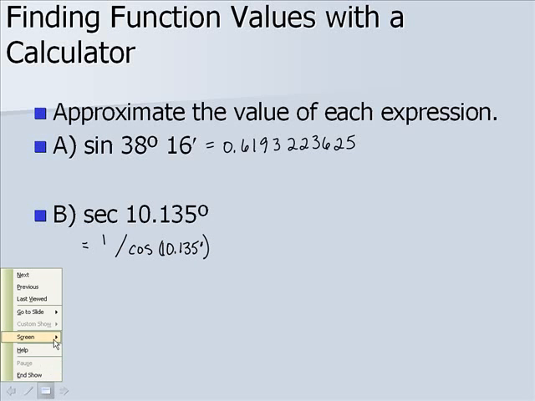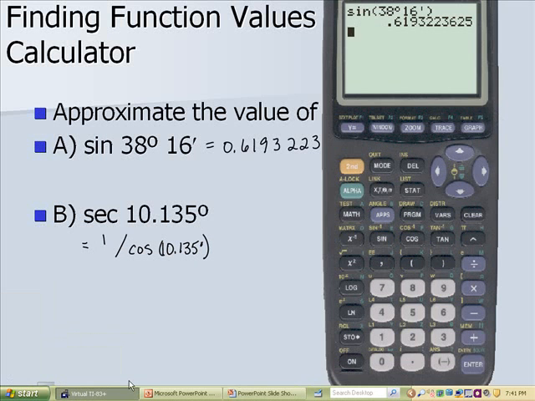Now our calculator is already in degree mode, so we simply do 1 divided by the cosine of 10.135. And we see we get a value of 1.01585.